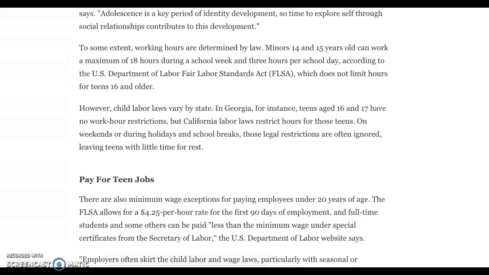However, child labor laws vary by state. In Georgia, for instance, teens aged 16 and 17 have no work hour restrictions, but California labor laws restrict hours for those teens, on weekends or during holidays and school breaks. Those legal restrictions are often ignored, leaving teens with little time to rest.